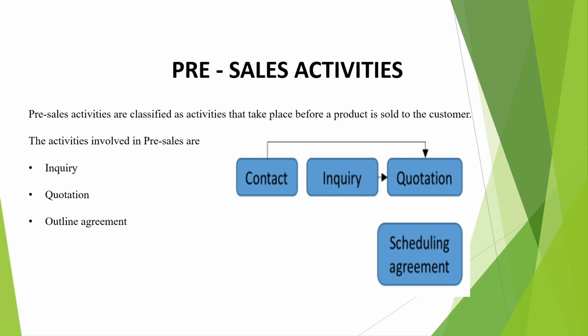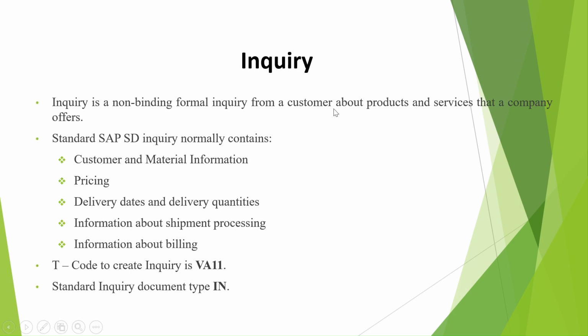In pre-sales activity, first we'll see inquiry. An inquiry is a non-binding request from the customer. The customer is just asking, not committing to buy. It contains customer details, material details, pricing info, delivery dates, shipping and billing info, etc. To create an inquiry, we use T-code VA11 and the standard inquiry type is IN. For example, the customer asks, do you have 100 laptops? What is the price? So there is no commitment, just information gathering.